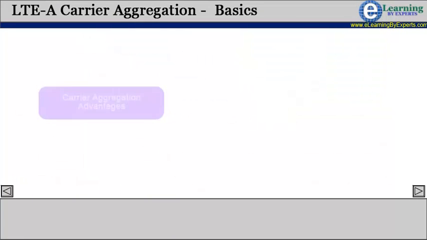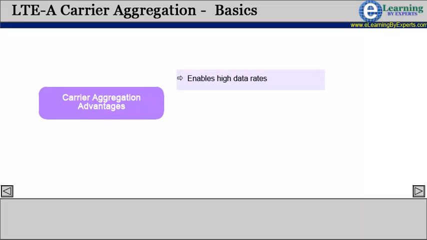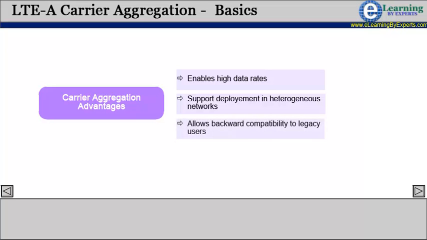Carrier aggregation enables high data rates through increased bandwidth. In addition, it can be used to effectively support different component carrier types that may be deployed in heterogeneous networks. Carrier aggregation is attractive because it allows operators to deploy a system with extended bandwidth by aggregating several smaller component carriers while providing backward compatibility to legacy users.